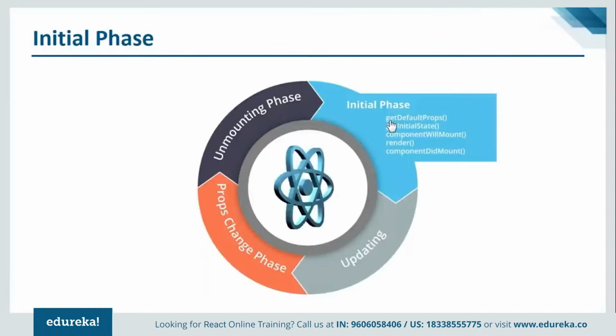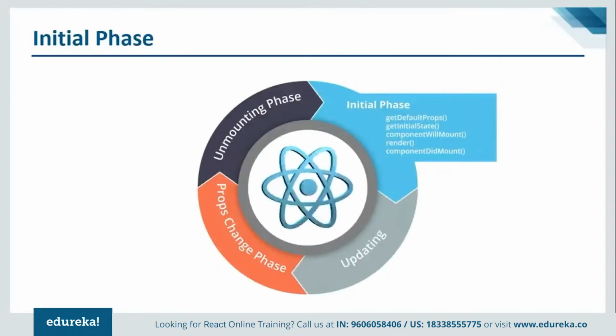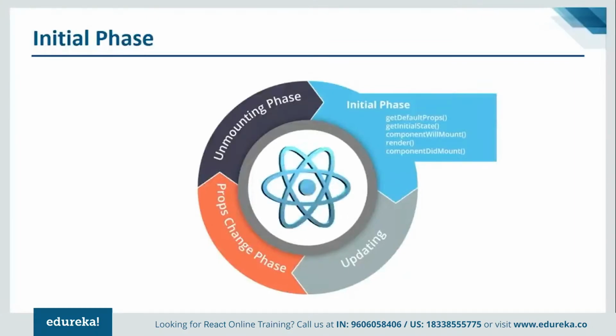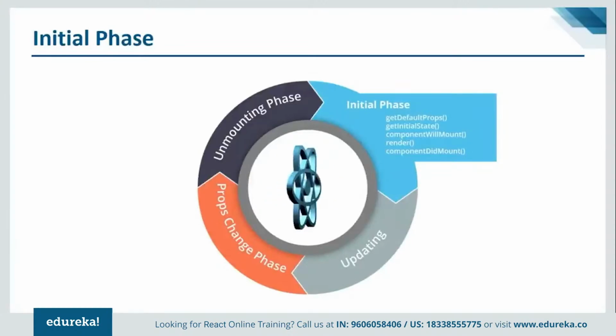The first method we have is getDefaultProps. This method allows you to specify the default value of this.props. It gets called before your component is even created or any props from the parent are passed. Then next we have getInitialState. This method allows you to specify the default value of this.state before your component is created. Just like the previous method, it too gets called before the component is created.